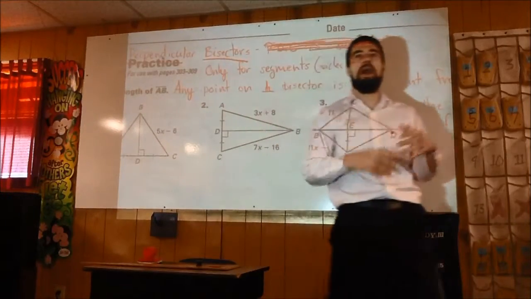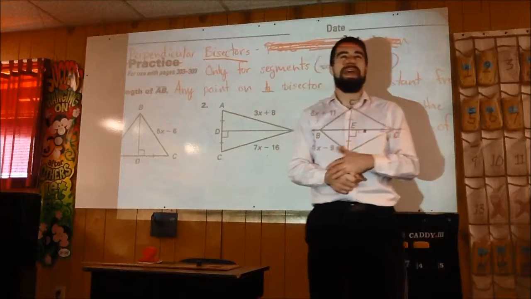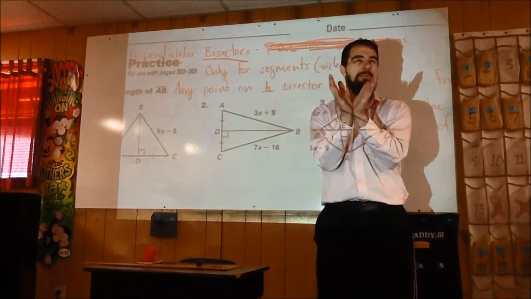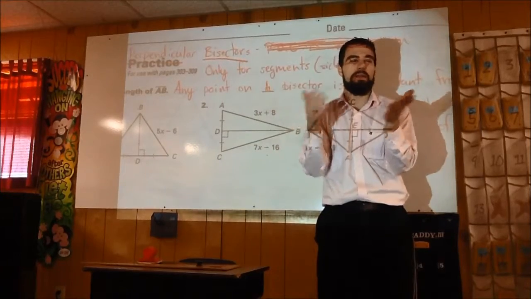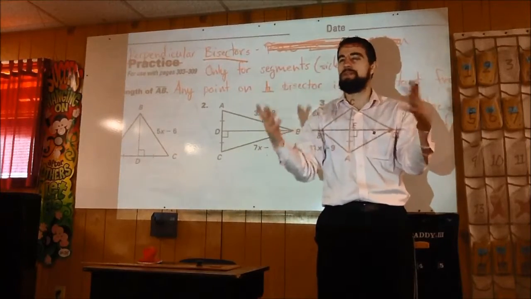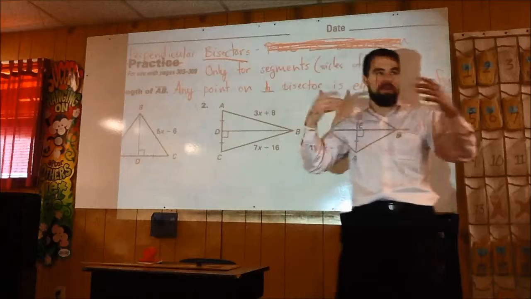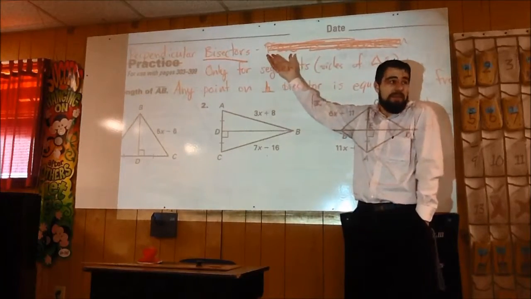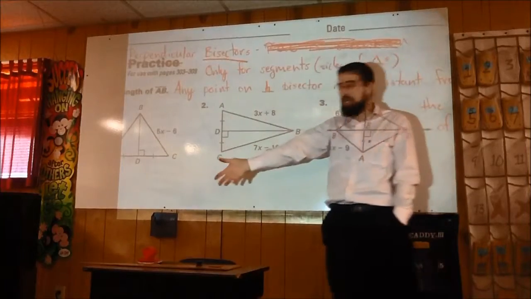Then some of the other objects, an angle. An angle consists of two rays. Well, you can't be perpendicular to an angle. You can't be perpendicular to both sides. I'm just trying to explain to you why perpendicular bisectors only work for segments. You can't have a perpendicular bisector of another object.